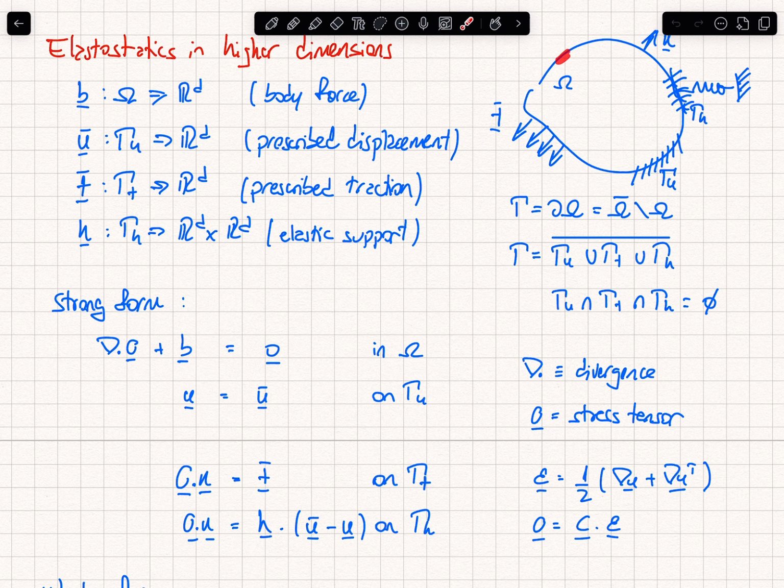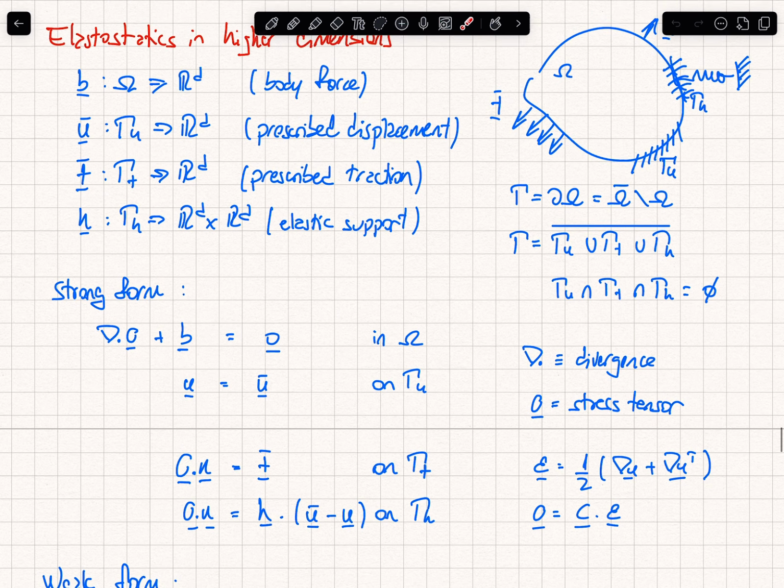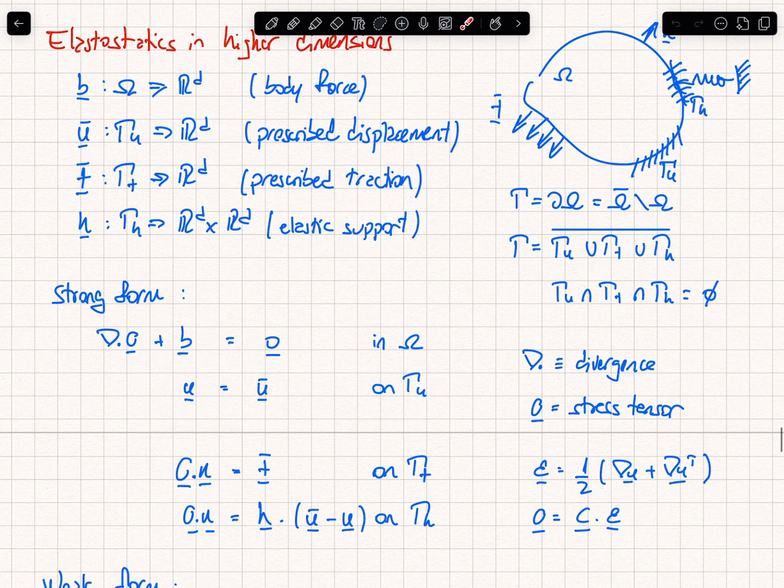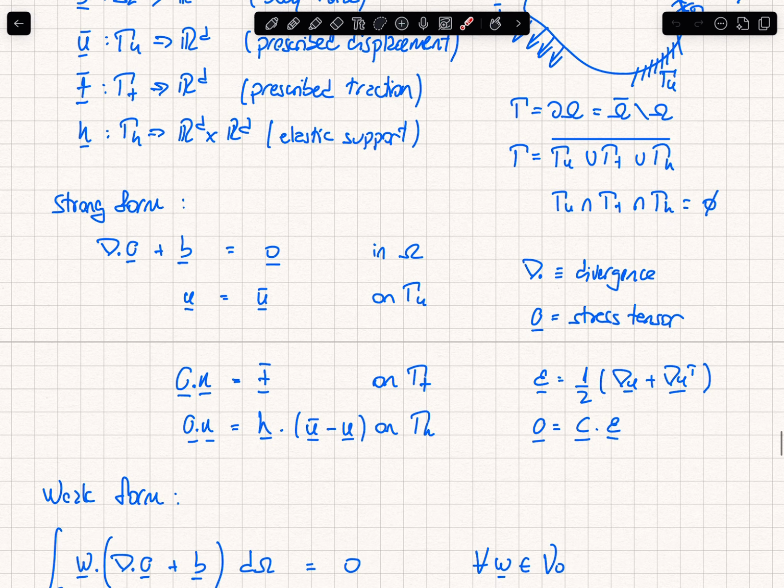So if you have a zero traction, that is also part of gamma t. You prescribe Neumann boundary condition. And then, given some quantities, body force, prescribed displacement, prescribed traction, and the elastic support for the Robin boundary condition, we stated the problem in strong form, right? We say the divergence of the stress tensor plus the body force has to be equal to 0, and that is at every point inside your domain.